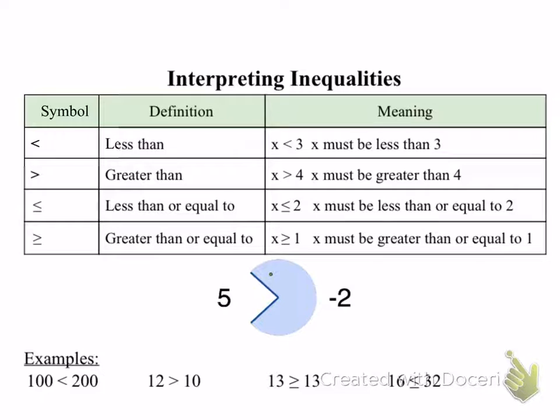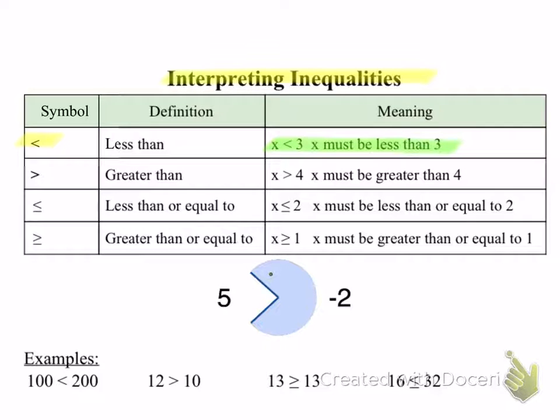So we're going to be interpreting inequalities. Alright, so our first one, we've got less than. Okay, that's how we say it, and that's the symbol that we'll be writing if something is less than something else. So for our example over here, x must be less than 3 if it says x and has that symbol. So x is less than 3.